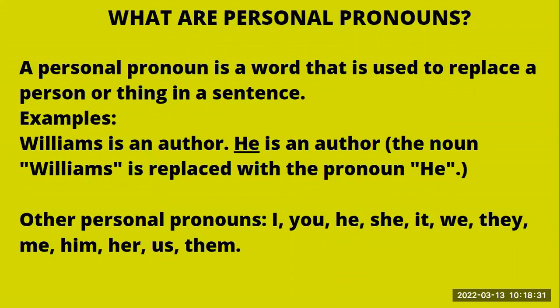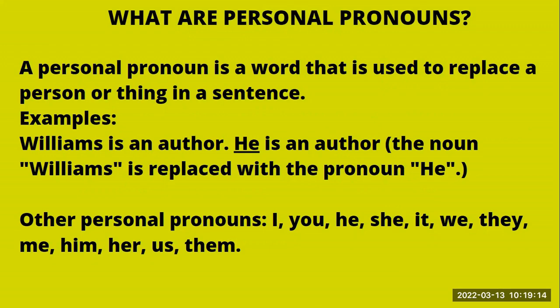What is a personal pronoun? Well, a personal pronoun is a word that is used to replace a person or thing in a sentence. For example, if you say Williams is an author, you can replace the noun Williams with a pronoun, he. So instead of saying Williams is an author, you can say he is an author. So the noun Williams is replaced with the pronoun he. That is one simple example of looking at the personal pronoun.